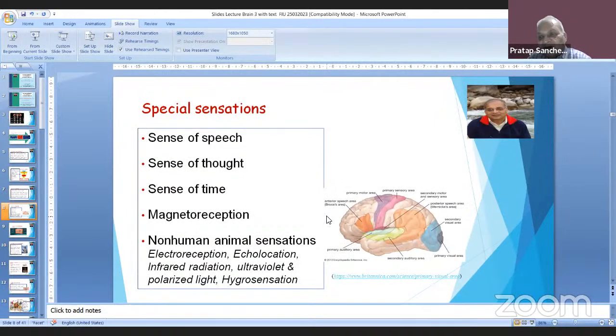In addition to the exteroceptors and the interoceptors or visceroreceptors, we have certain special sensations which we need to consider. They are the sense of speech, thought, time, magnetoreception, and non-human animal sensations. These sensations are more prominent in the animal kingdom than in human beings, though humans do have some of them: electroception, echolocation, infrared radiation, ultraviolet and polarized light, and hygrosensation.